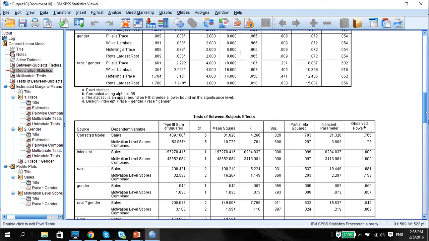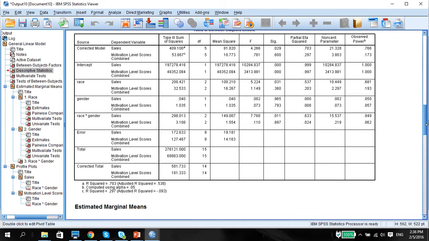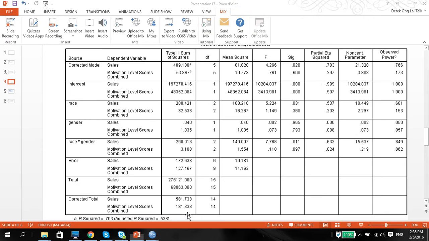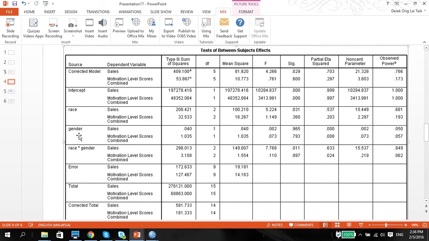The more important thing we need to look at now is this table here, which is the test of between subject effects. So let's go there. What I need to draw your attention to is these three rows. So you notice that race now has two dependent variables, gender has two, interaction has two, and error also has two. So we're comparing dependent variable to dependent variable. So we're comparing the mean square for the sales and the error for the sales. So that's where we get our ratio of our F.